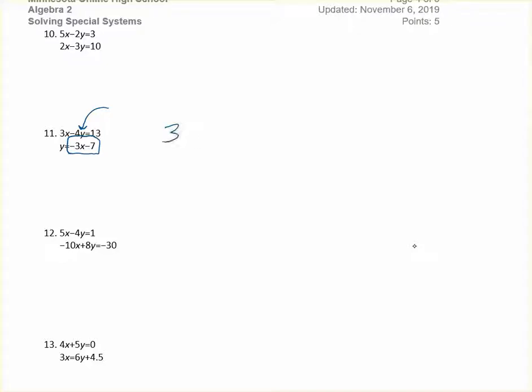So you start writing the top equation, 3x minus 4. When I come to the y, I stop, put a parentheses, and then replace y with what it is equal to, which is negative 3x minus 7. Then I finish writing the top equation. All I have left is the equals 13. So you're going to solve this equation for x and see what x is equal to.